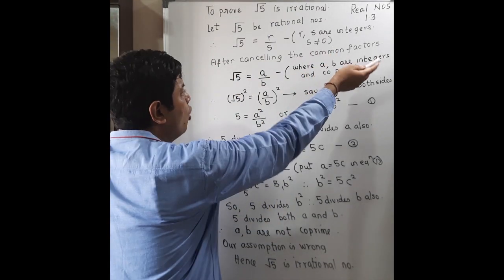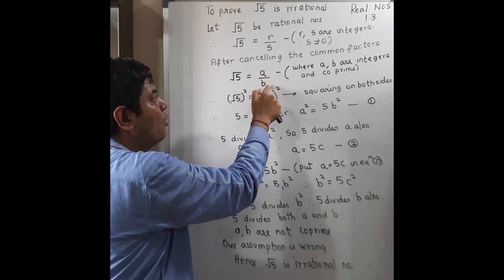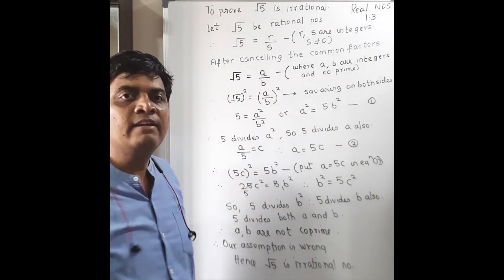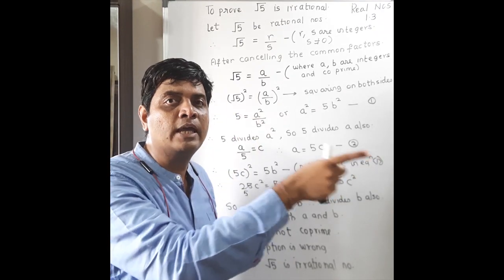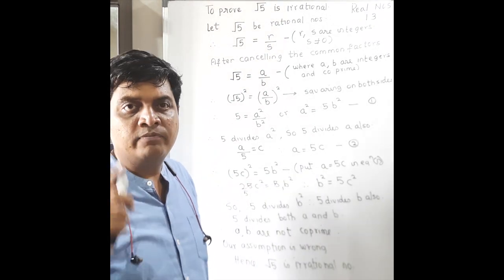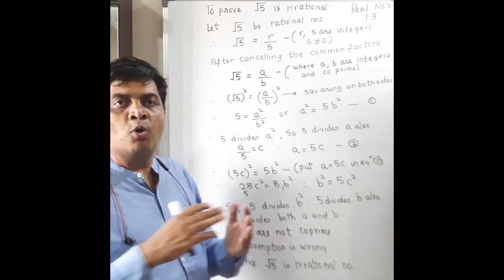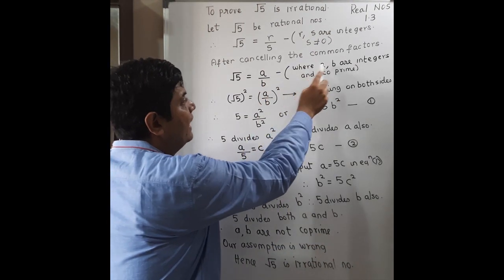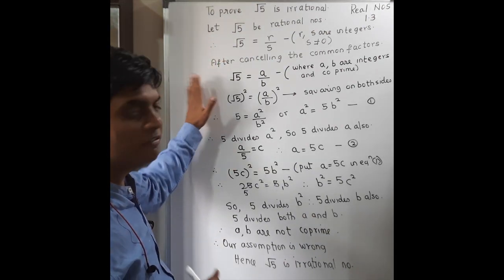So after cancelling the common factors, the final ratio that I get in the simplest form, I name it a upon b. Again a and b are integers, but now a and b do not have any common factors between them. That means there is no number which can divide both a and b. Such numbers are known as co-prime numbers. In fact, the HCF of a and b will be 1. So it is a upon b, where a and b are integers and they are co-prime. Simple. Till here we have only defined things.